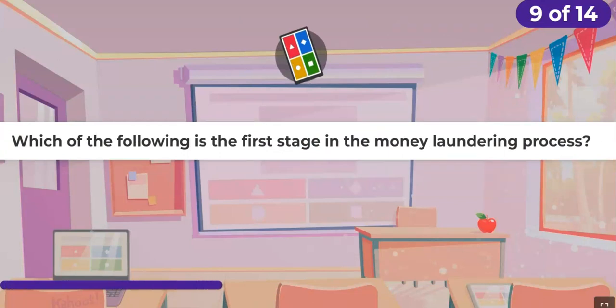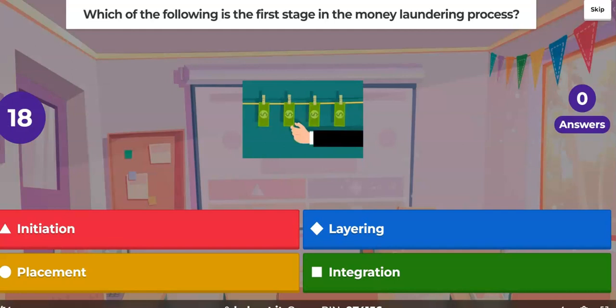Which of the following is the first stage in the money laundering process? A. Initiation. B. Layering.